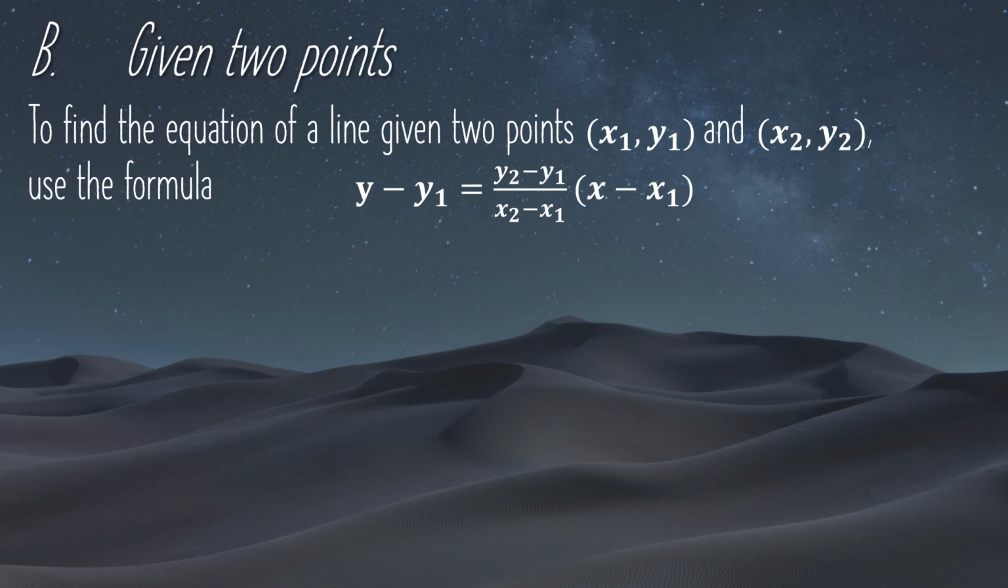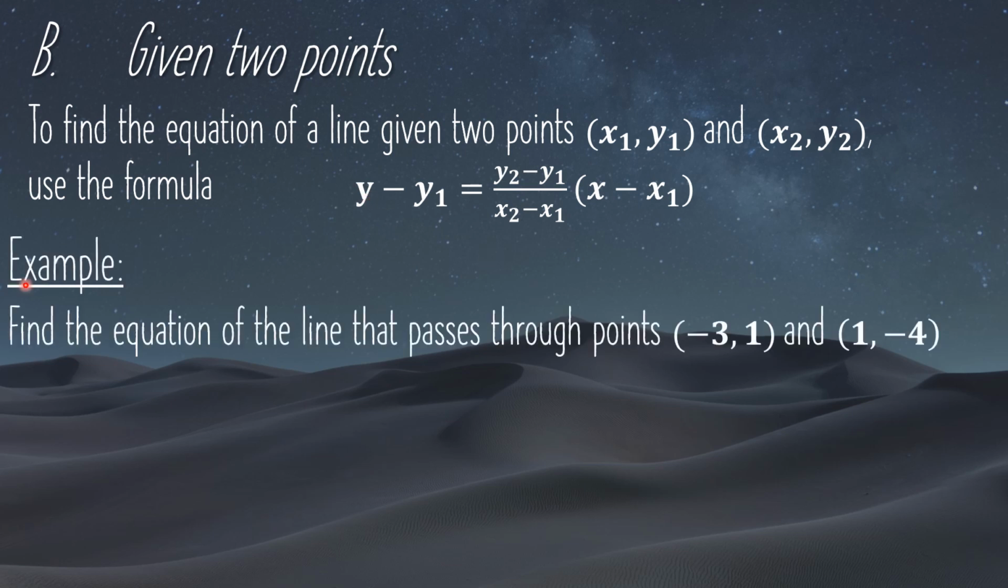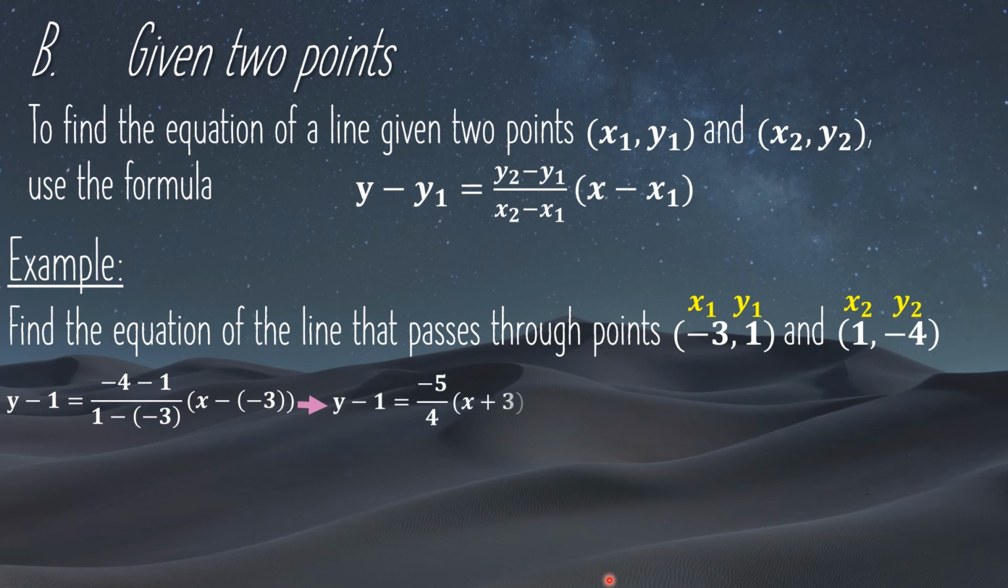Another example given 2 points. So again, let us use this formula. Example, find the equation of the line that passes through points negative 3, 1 and 1, negative 4. So let us label these again, x sub 1, y sub 1, x sub 2, y sub 2. And then let us now substitute the given points in this formula. So it will now become this one. And then let us now simplify the numerator and the denominator.